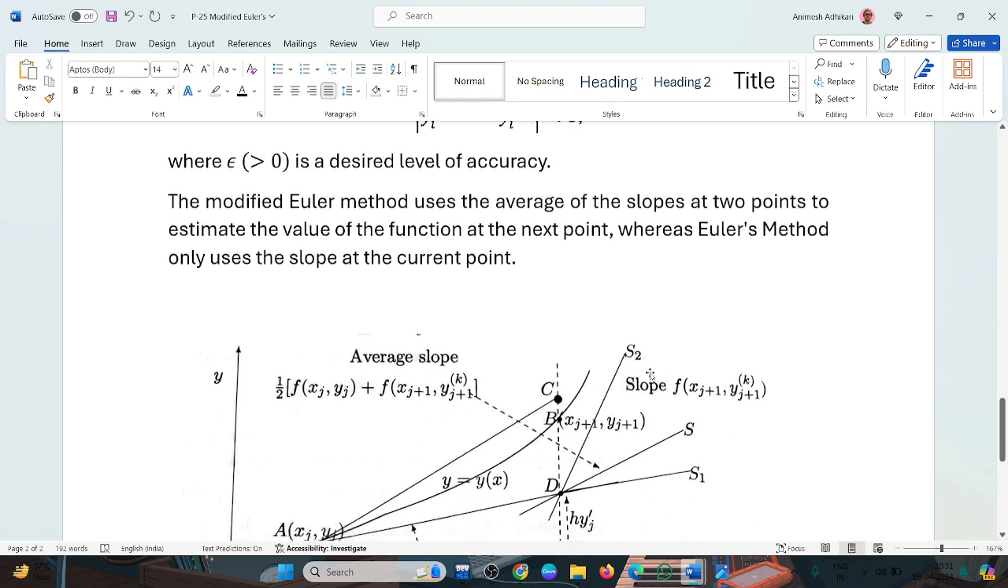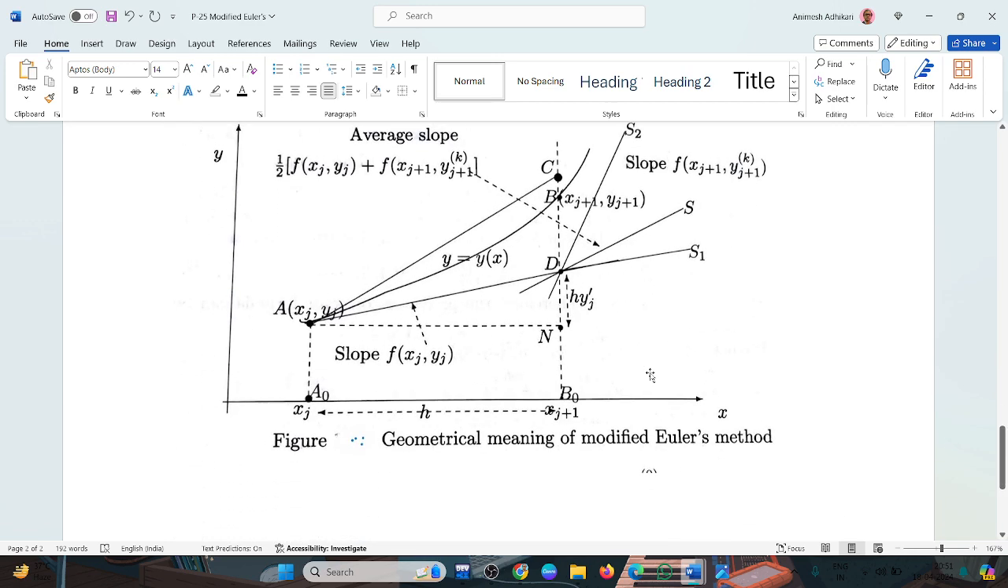So this is the geometrical interpretation of this. This is the actual curve y equal to f(x), that is, y equal to y(x). At this point, say this is x0, and this is the point (x0,y0), and we draw a tangent. This is this.